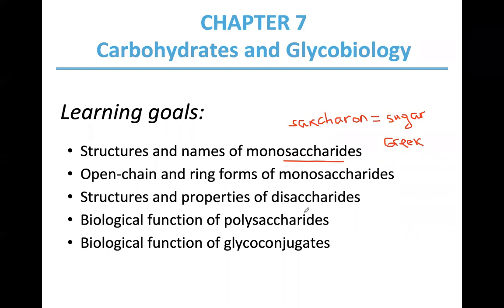How about something even simpler. Lactose is in milk, but what if you put sugar in your coffee? What kind of disaccharide did you put? Well, sucrose, that's right. Do you know what two monosaccharides compose the structure of sucrose? Glucose and fructose, that's right.